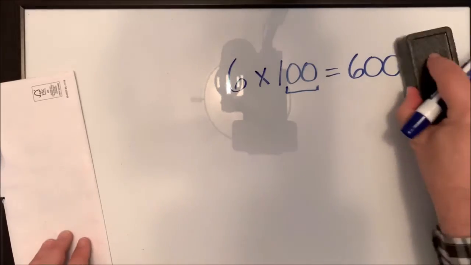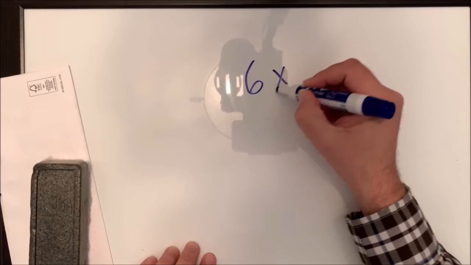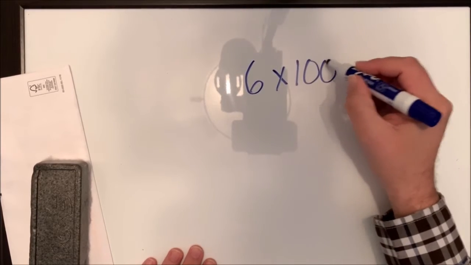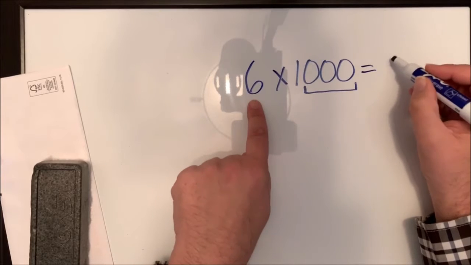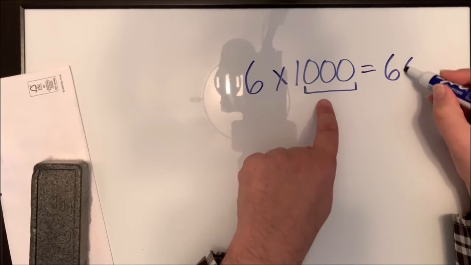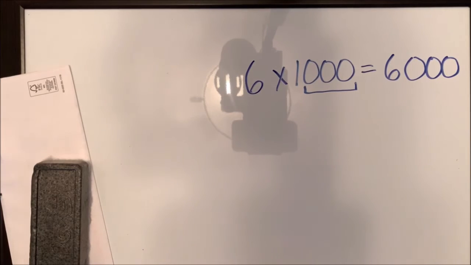If I'm multiplying by 1,000, same rule applies. So it'd be 6 times 1,000. So I have 3 zeros now. So you write the 6, then 3 zeros, because I am skip counting by 1,000. So six groups of 1,000 would be 1,000, 2,000, 3,000, 4,000, 5,000, 6,000.